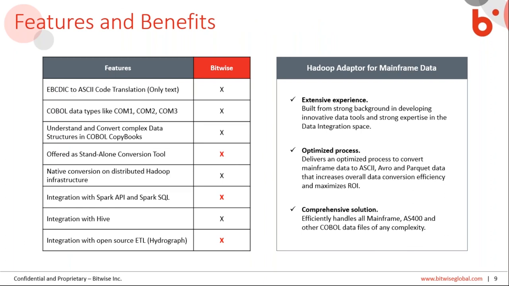So again, EBCDIC to ASCII conversion, COBOL data types like COMP-1, COMP-2, and COMP-3 are understood and decompressed by this utility. And we just showed you a COBOL copybook for this demo with one single redefine. But if we are aware of how complex some of these copybooks can get in some of the larger enterprise applications, we are able to handle any kind of complex conversion. In fact, we can even handle fixed and variable length file formats, which became a necessity because of the way COBOL was handling the data in the copybooks.